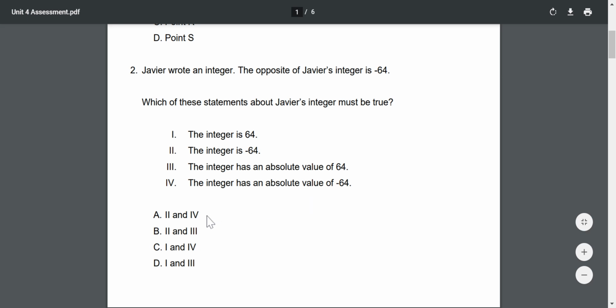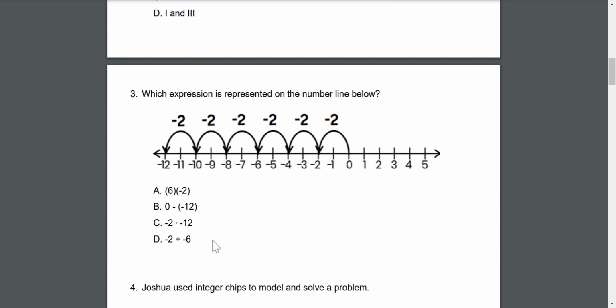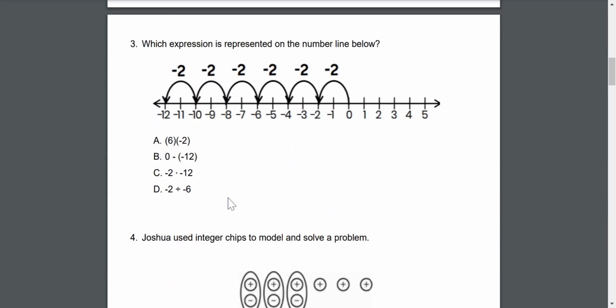A, 2 and 4. B, 2 and 3. C, 1 and 4. D, 1 and 3. Which expression is represented on the number line below? A, 6, -2. B, 0, -12. C, -2, symbol, -12. D, -2, symbol, -6.